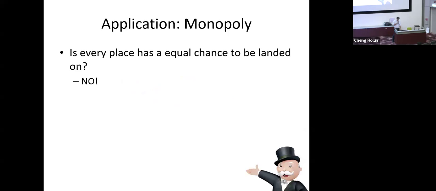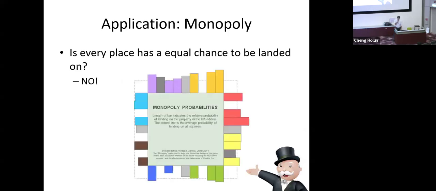Back to Monopoly. This is a professional analysis of the bar height: if it's totally random, which place will you go to, and with what chances? You can see that the highest chance is this one. Surprisingly, this one is a high chance, this one is a high chance, this one is a very low chance, and so on.